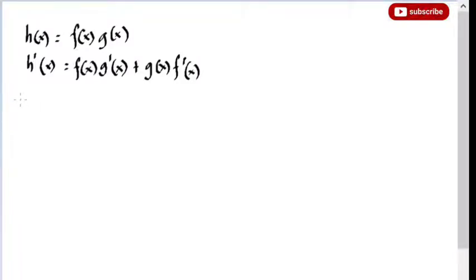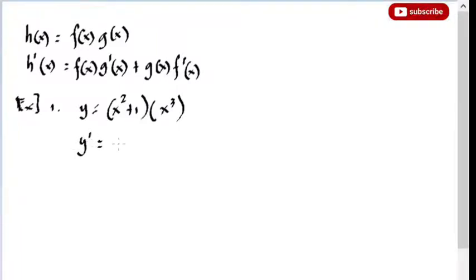Okay, so let's have an example. Example number 1. Meron tayo ditong y is equal to x squared plus 1, and then multiplied by x cubed. What is the derivative of this one? Tulad ng sabi ko kanina, y prime is equal to the first, x squared plus 1, times the derivative of the second. So what is the derivative of this one? So 3x squared, right? Plus the second, which is x cubed, multiplied by the derivative of the first. So that is 2x.